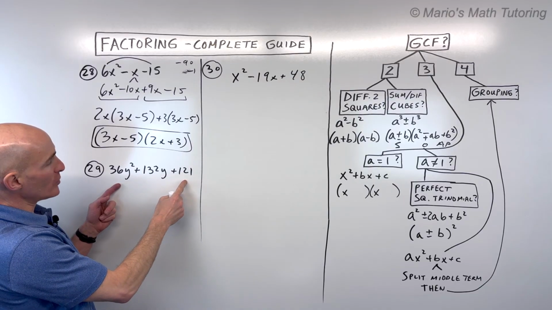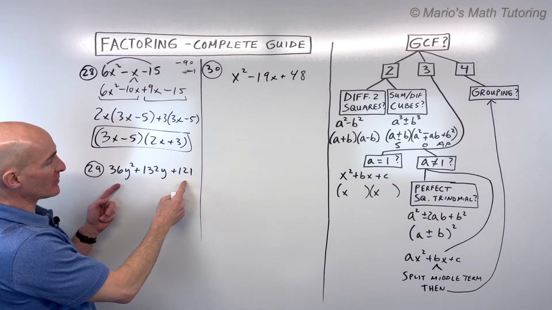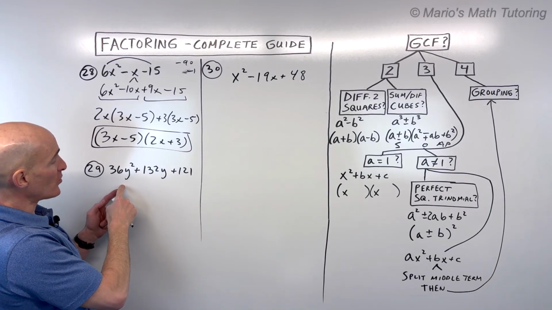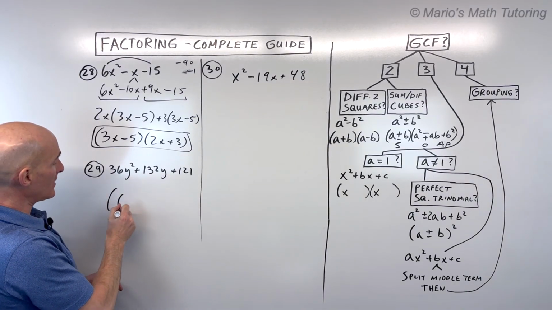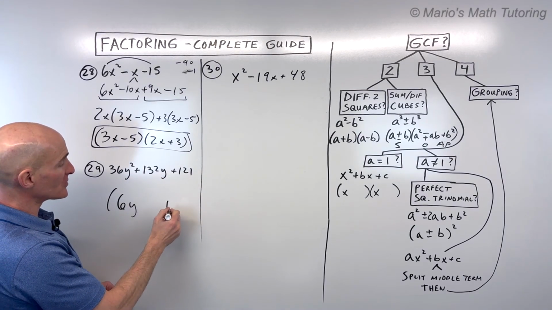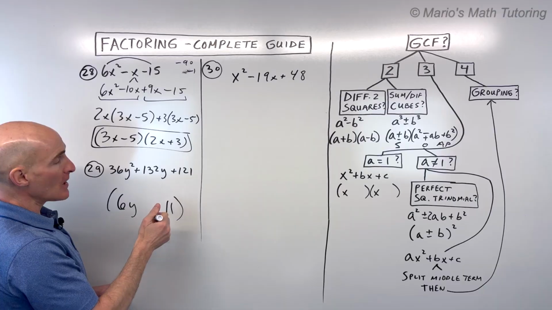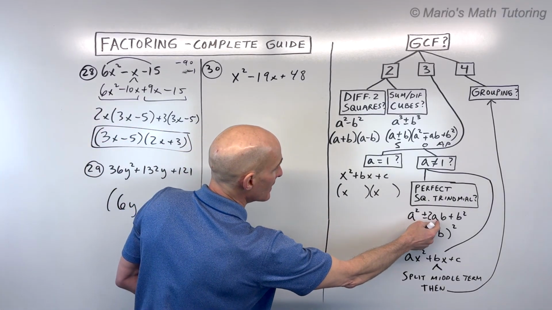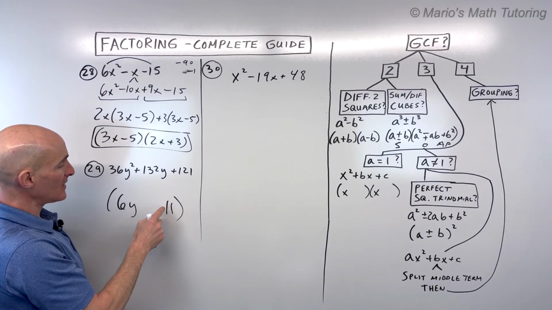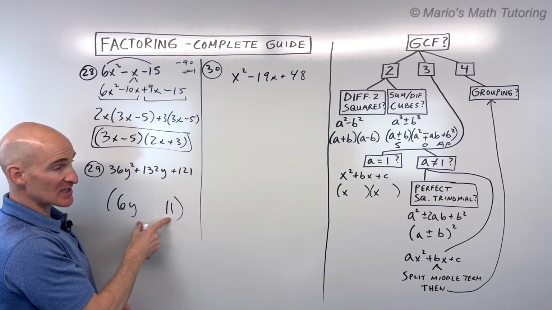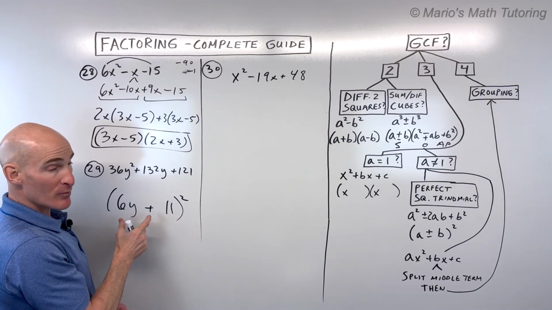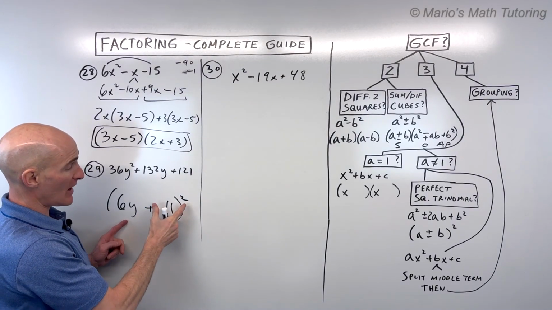Okay, for 29, what do you think on this one? We've got a trinomial. There's not a greatest common factor. Leading coefficient's not 1, but this is a perfect square. See, 6y times 6y is 36y squared. 121 is also a perfect square because 11 times 11. What we have to check is a times b times 2, does that match this middle term? Well, 6y times 11 is 66y, doubled is 132y. So this is a perfect square trinomial, which is factored as a binomial squared.